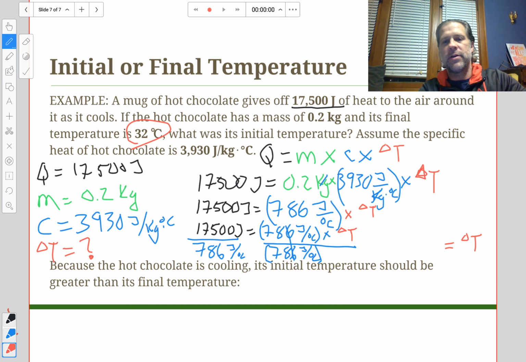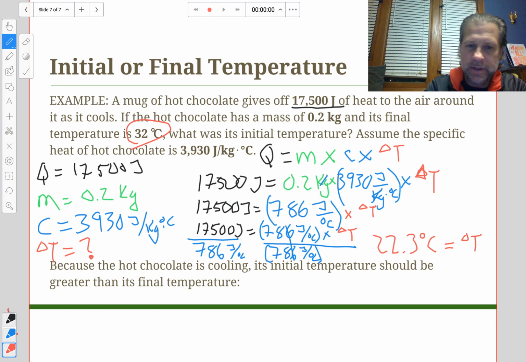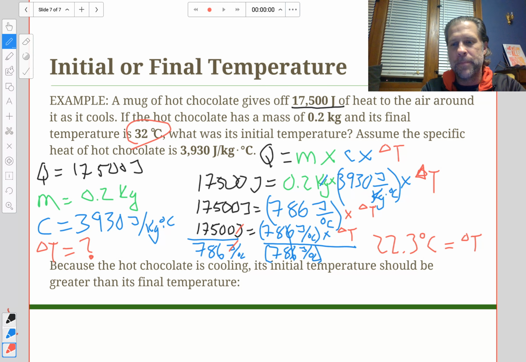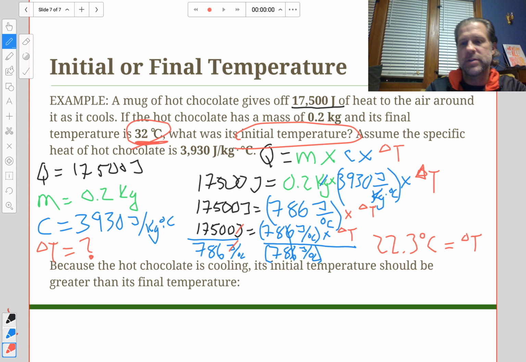Okay, so 17,500 divided by 786 gives me a value of 22.3. So my temperature here is going to be 22.3 degrees Celsius. So see how joules cancel out over here? Now, that would be great if we were solving for change in temperature, but the problem is asking us to identify the initial temperature. We knew the final temperature was 32 degrees Celsius, so we have to go back and think about what delta T means.